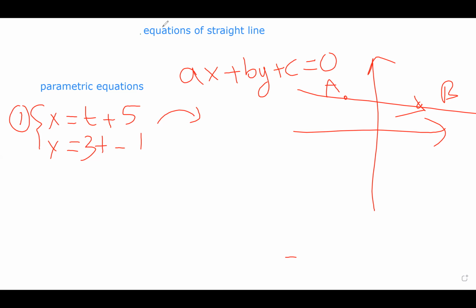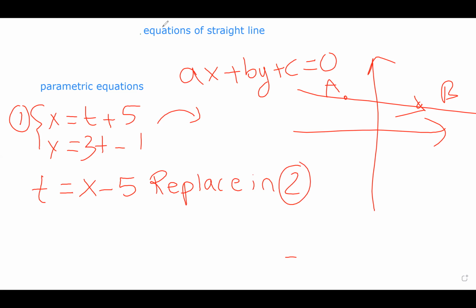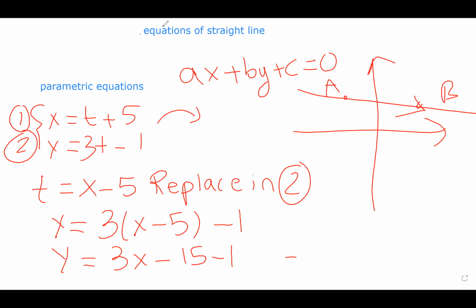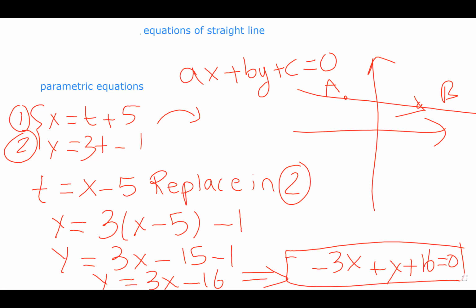I'm going to choose the first equation: T equals X minus 5. Then we replace it in equation 2. So Y equals 3 times (X minus 5) minus 1, which is 3X minus 15 minus 1. Y equals 3X minus 16. Don't forget to bring it all to one side: minus 3X, so we start with minus every time with X, plus Y plus 16 is equal to 0. That's the Cartesian form. Is it clear? Any question? No. So that's everything for parametric equations. Let us now talk about Cartesian, okay?